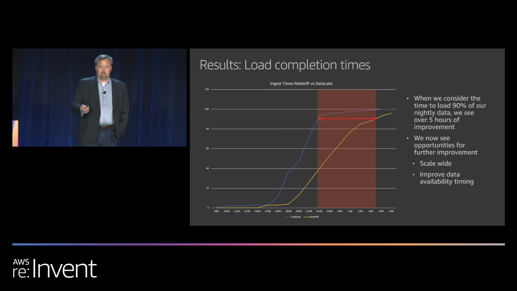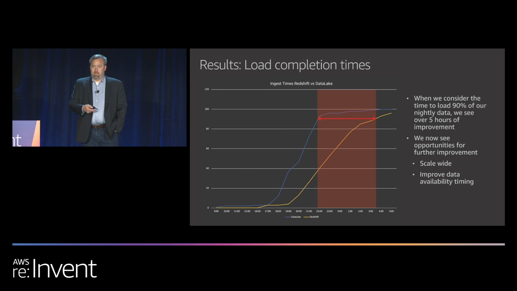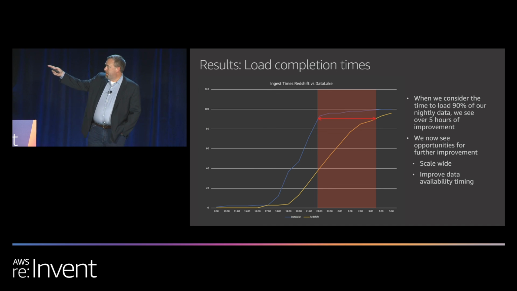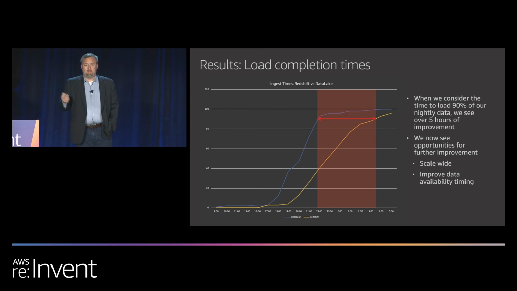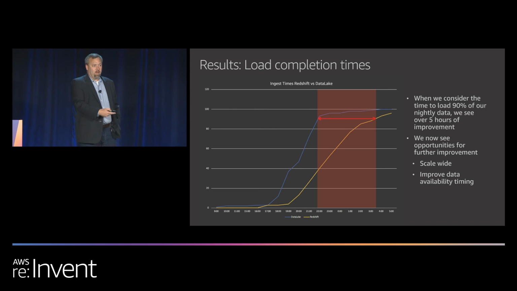We also see additional opportunities to make this even faster. We know that we can scale wide. We saw that during that incident that I just described. We also now have better visibility into upstream data delay issues. That last 10%, where that blue line is kind of taking a long time to get through, that's not because our ingest is slow, that's because the upstream data isn't available yet. Well, now we can go look at that 10% of data and see what we can do to improve that upstream data availability.